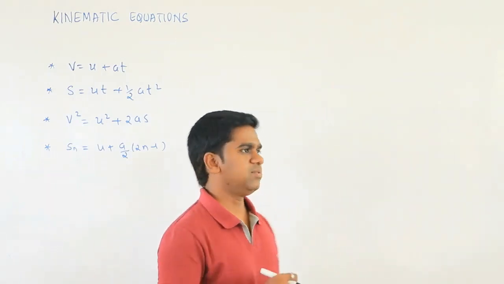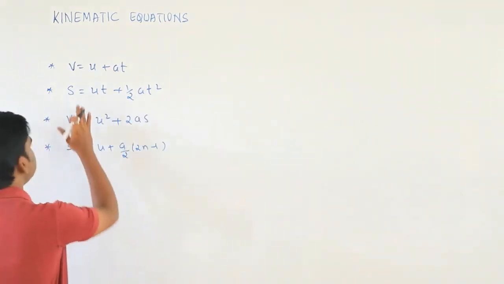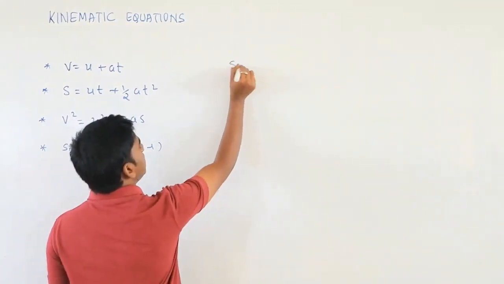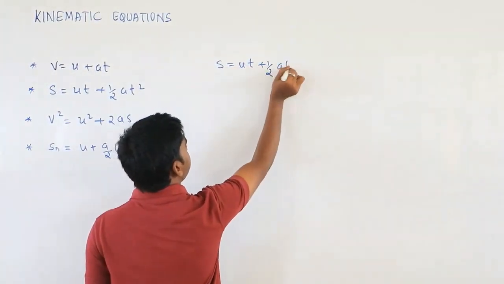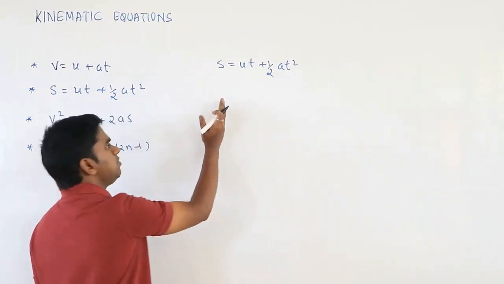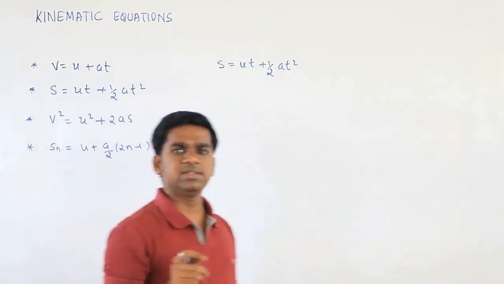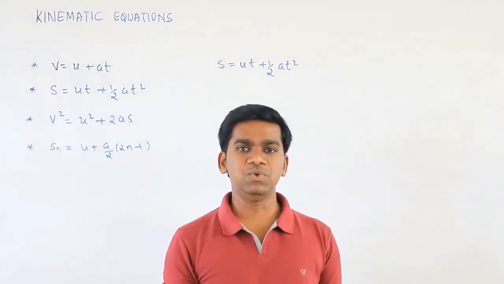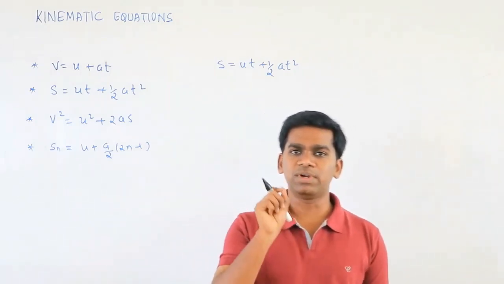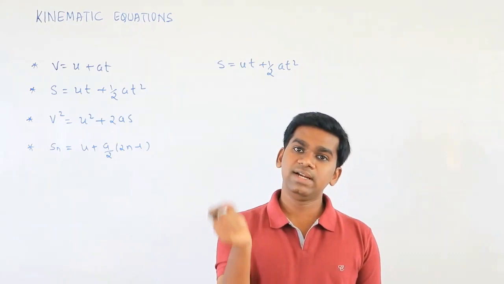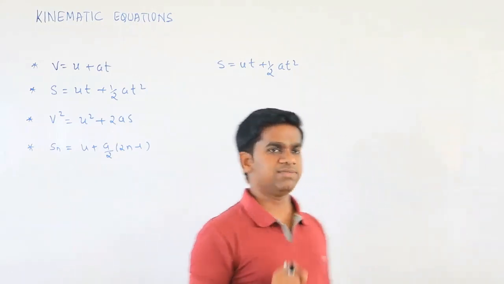You may ask me then, what about the formula s equals ut plus half at square? This will give you the total distance traveled in t seconds. But you don't want to know the distance traveled in t seconds. You want to know the distance traveled in the tth second. There is a lot of difference.